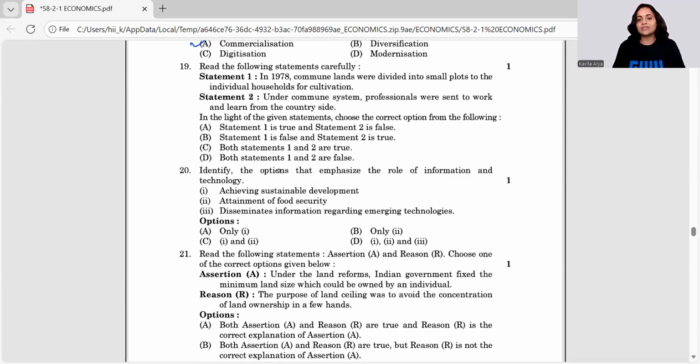1978, commune lands were divided into small plots to the individual households for cultivation. Yes. Under commune system, professionals were sent to work and learn from the countryside. No, this is not related to commune system. This thing is related to the agriculture, right? So this is something mismatched. So this is true and this is false. So answer becomes A, the statement 1 is true and 2 is false.